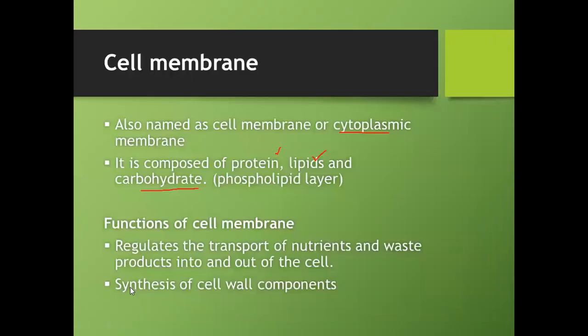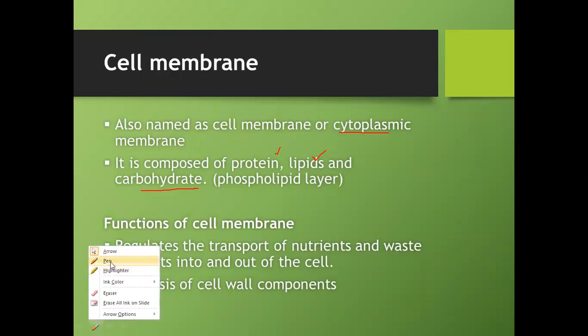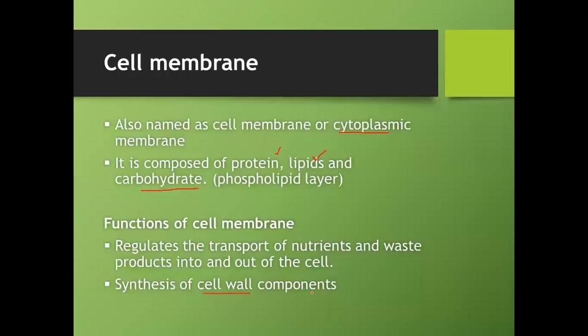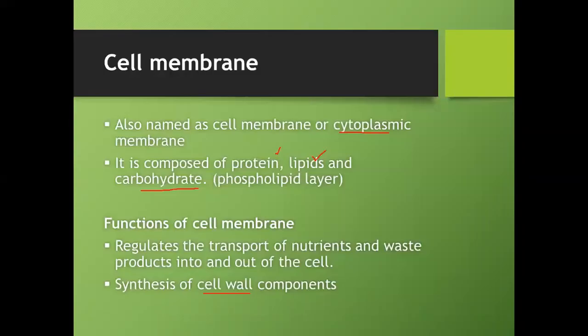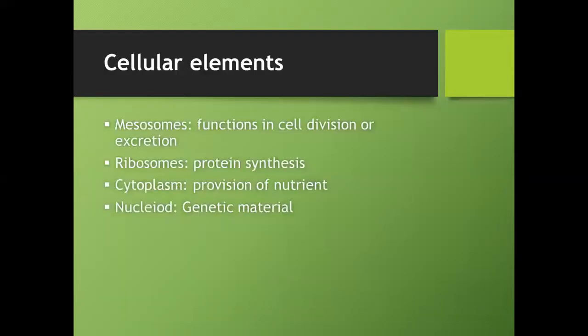It also synthesizes the components for the cell wall. So whatever we talked about in the cell wall, like the different parts of the peptidoglycan layer, the constituents are made from the cell membrane. So the cell membrane helps in the formation of the constituents of the cell wall. That is basically what the cell membrane does.